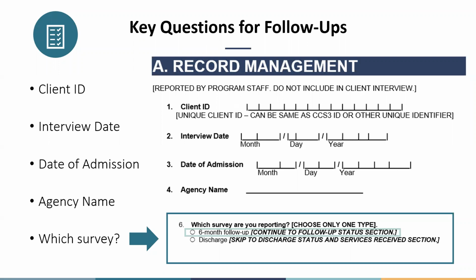We'll also provide an interview date, the date of admission to your services or program, and your agency name from a drop-down. For the which services are you reporting question, this will direct you to which subsequent section and questions to complete. If you're using the paper version, prompts following the survey type tell you where to go in the paper survey. And if you're using the online system, the appropriate subsequent questions will appear based on your response. So here we're looking at follow-ups. So the 6-month follow-up would be selected.